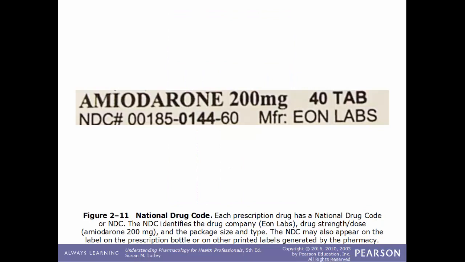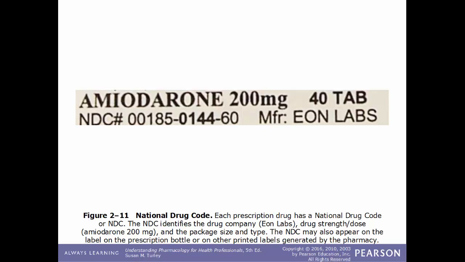In this image we have an example of a National Drug Code. Every prescription drug has an NDC code, and this will include the drug company that manufactures it, the drug strength or dosage, and the package size and type. The NDC may also appear on the prescription bottle or other printed labels generated by your pharmacy. So, for example, this is how it would appear for this drug, amiodarone, which is a drug used to treat heart arrhythmias.